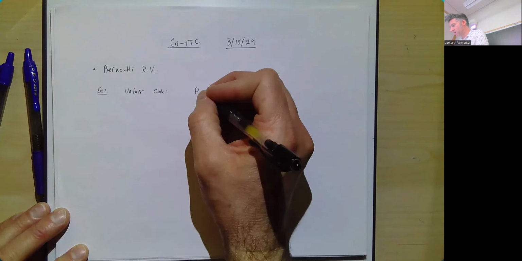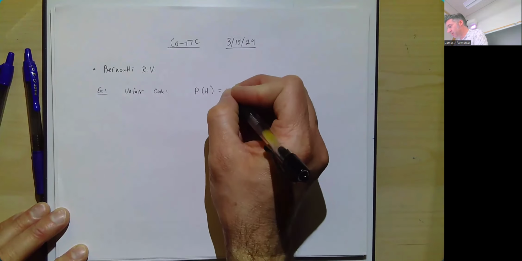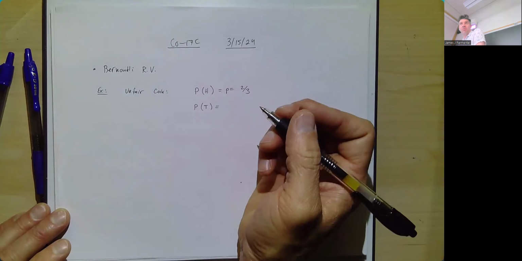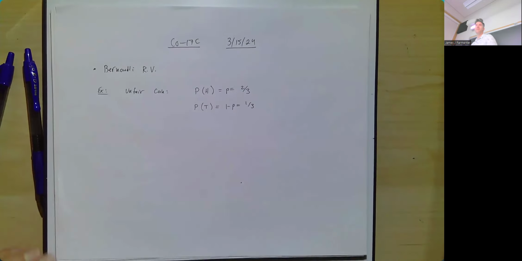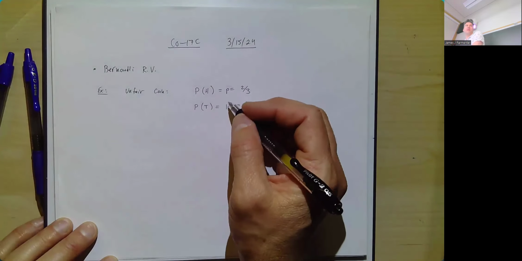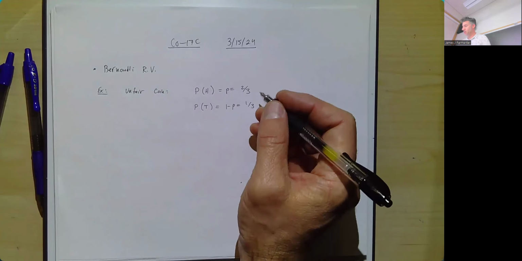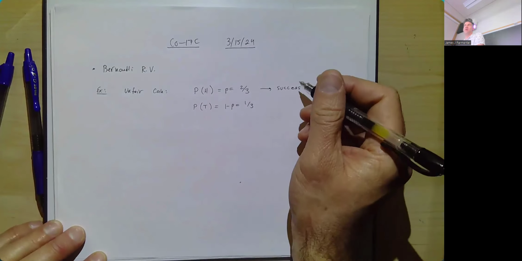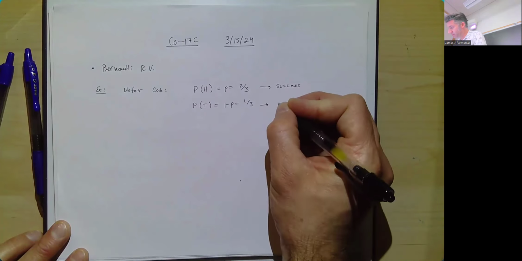The probability of getting a head, which we're going to call a success, is going to be 2/3. And the probability of getting a tail, which we're going to call failure, is going to be 1 minus 2/3, which is 1/3. Typically the probability of success is what we call P. And the probability of failure is 1 minus P, also sometimes referred to as Q in stats class.